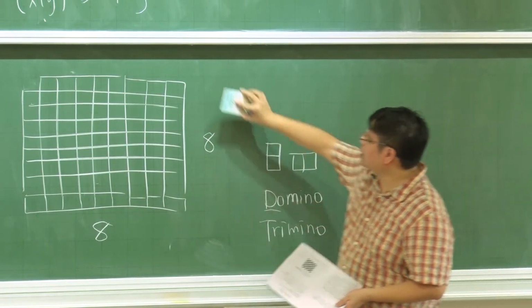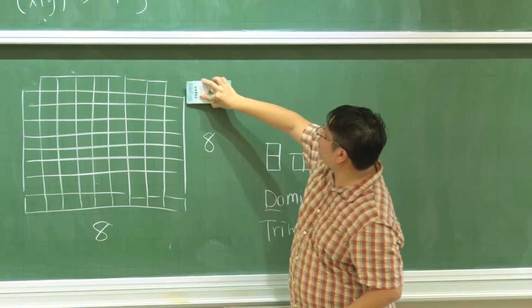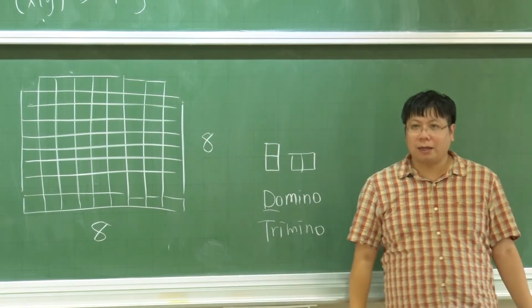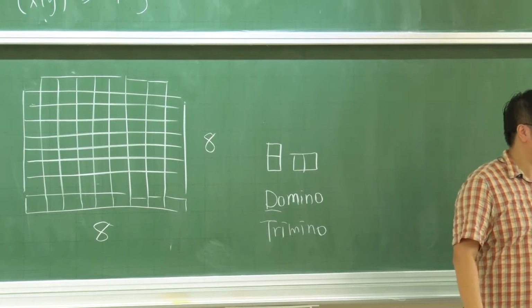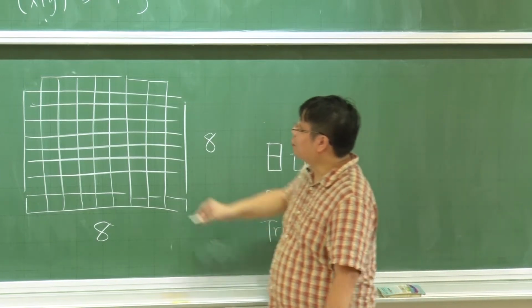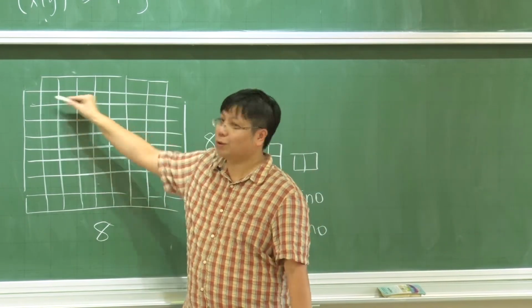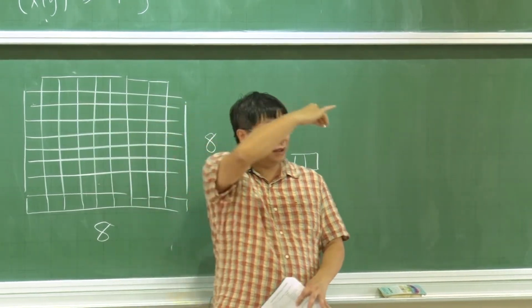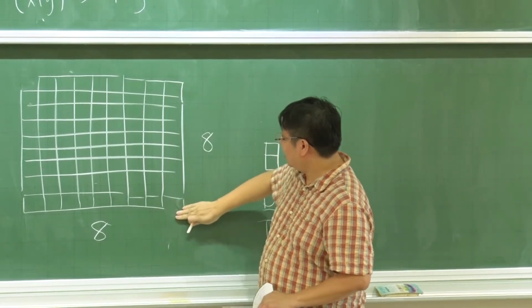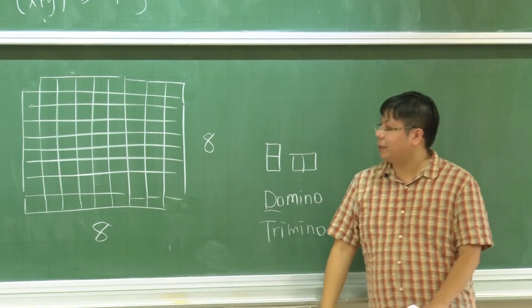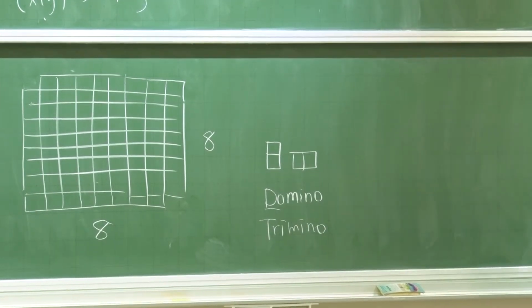Okay. Now how about this one? If I remove one more square, can we cover every square? Yes. Yeah. So simple, right? So we have 2, 2, 2, 2, and so on. We make everyone lying down. Now, this is tricky. If I remove the opposite corner, does it work?